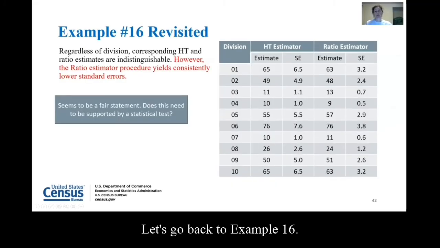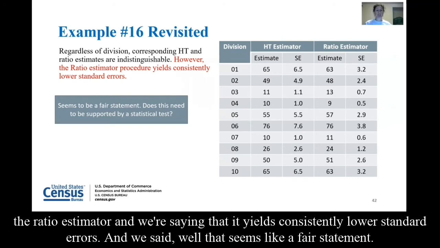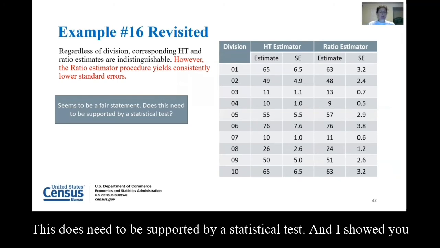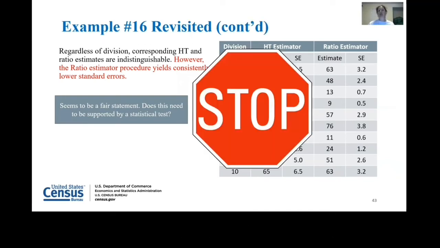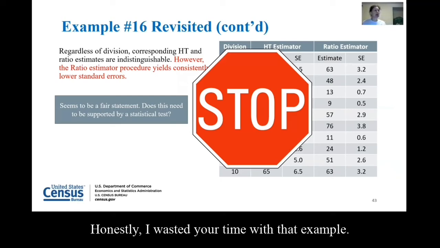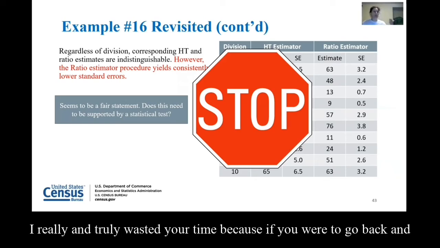Let's go back to example 16. So we made a statement before about comparing the Horvitz-Thompson and the ratio estimator, and we're saying it yields consistently lower standard errors. And we said, well, that seems like a fair statement. Does this need to be supported by a statistical test? And I showed you how you could use the sign test to check this. Just stop right there. Honestly, I wasted your time with that example. I mean, if you don't remember what a sign test is, I really and truly wasted your time.